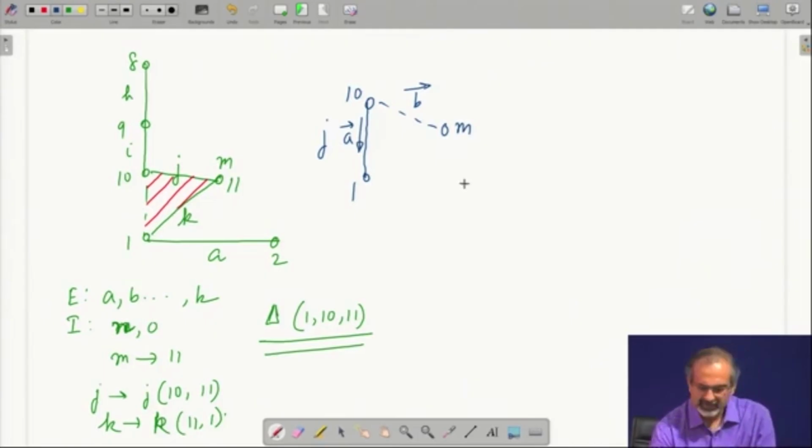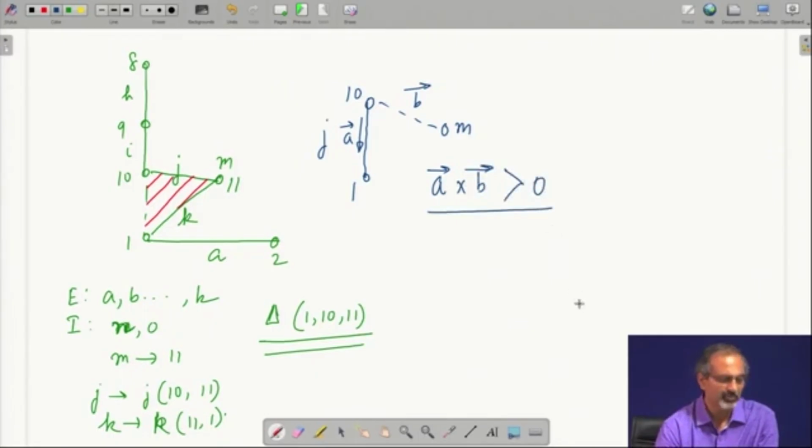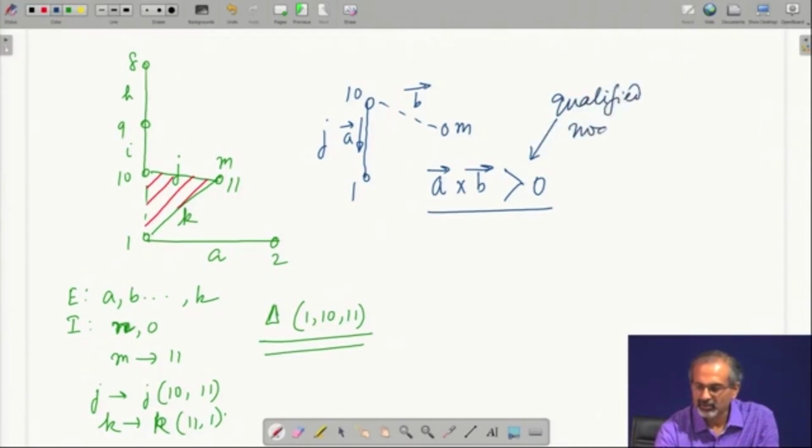Then the idea is that once you generate these two vectors, you take a cross product and find out whether that cross product is more than 0. If it is more than 0, then that node becomes a qualified node, because all nodes to the left would satisfy this condition based on the cross product. So, that is how we search and find which are the qualified nodes. This is an important bit of information we have to keep in mind.